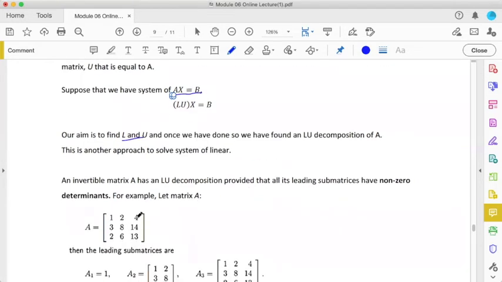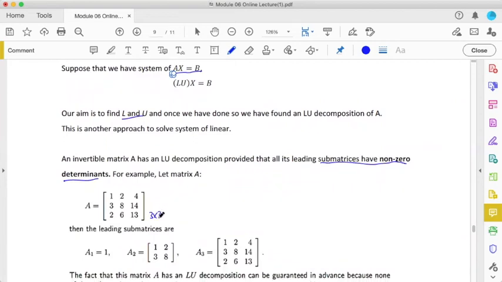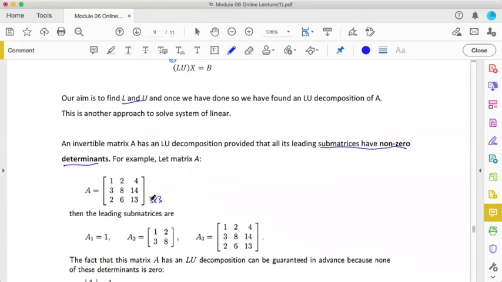And one more thing, an invertible matrix A has an LU decomposition provided that all its leading submatrices have non-zero determinants. So what this means is, if we have, let's say, a 3 by 3 matrix, we need to find the determinants of all these matrices, starting from 1 by 1, to 2 by 2, and 3 by 3. These are called leading submatrices.